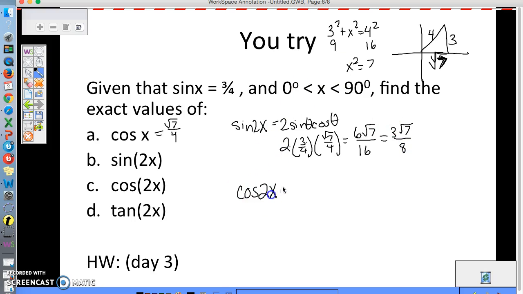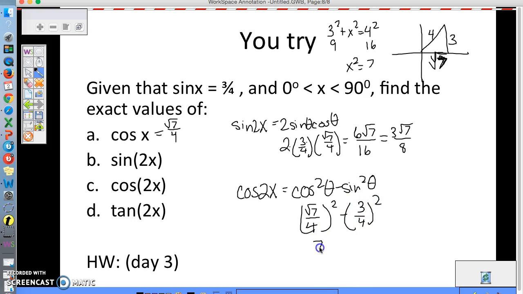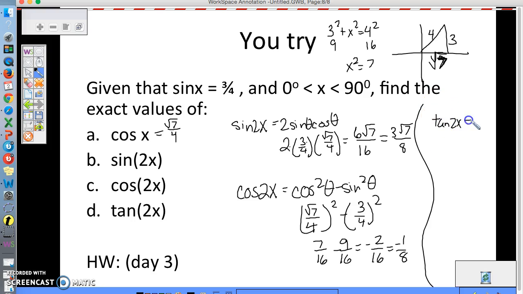So the cosine of 2x, we'll keep using that one. We were using cosine squared minus sine squared. So our cosine, root 7 over 4 squared, minus our sine, 3/4 squared. So we have 7/16 minus 9/16. So that would be negative 2/16, or negative 1/8. And then we have our tangent. Well, we know this one is our sine of 2 theta over our cosine of 2 theta. So we have 3 root 7 over 8 divided by negative 1/8. So we just have negative 3 root 7.